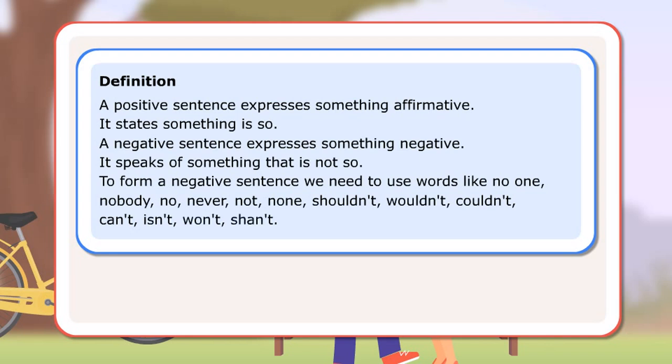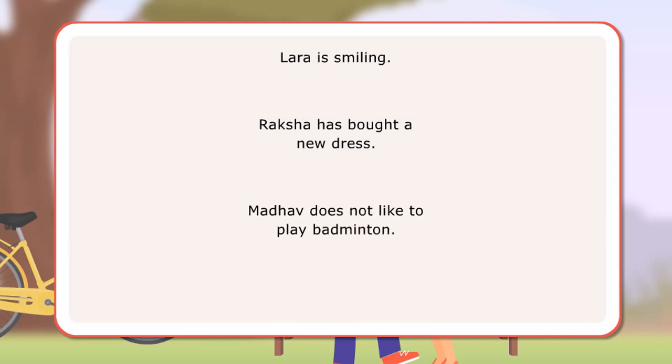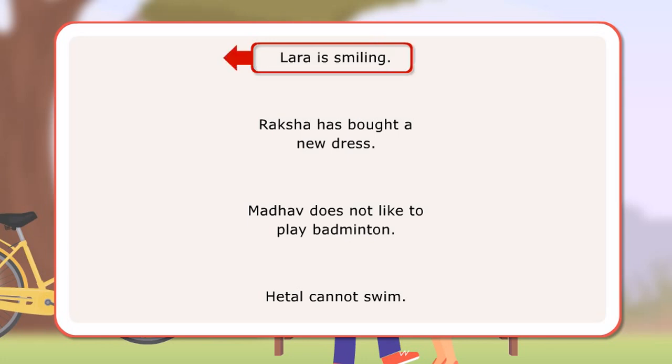Let us look at a few sentences. Lara is smiling. Raksha has bought a new dress. Madhav does not like to play badminton. Hetal cannot swim. The first sentence affirms that Lara is smiling, and so is a positive sentence.